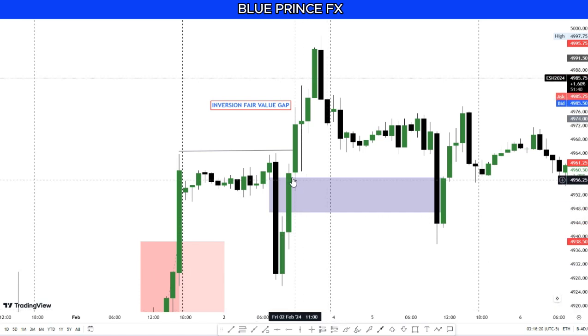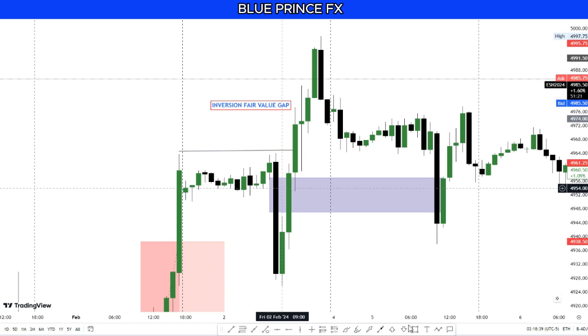So whenever we see the market closing below or above the fair value gap here, now this fair value gap turns into what is known as an inversion fair value gap. Why? Because it's no longer taking the market down. Now it's going to take the market into the opposite direction, into a bullish position, right?